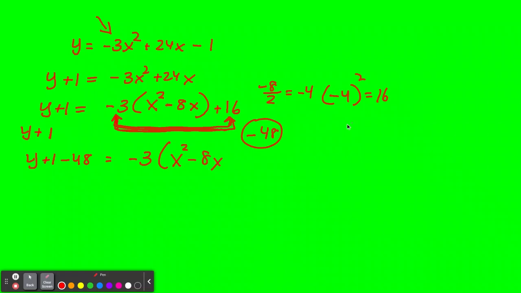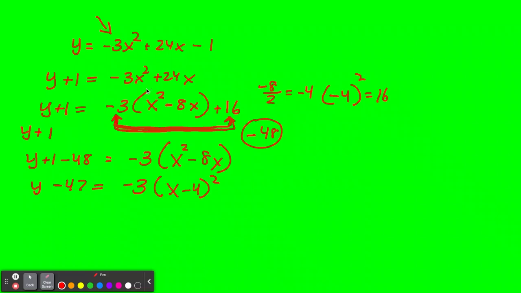By the way, we already know what this would be. It would be x minus 4. So where did that come from? So let's put negative 3 there, and we're going to say x minus 4 squared. And by the way, this will be y minus 47 equals that. So where do you think that came from, the x minus 4 squared?